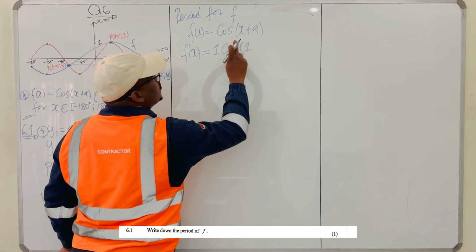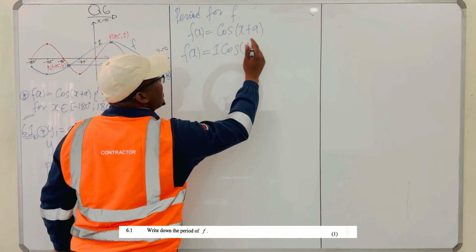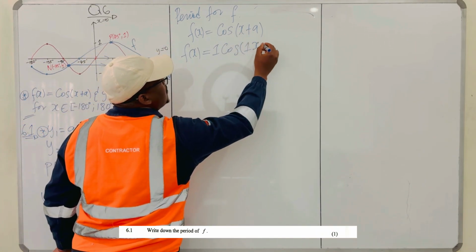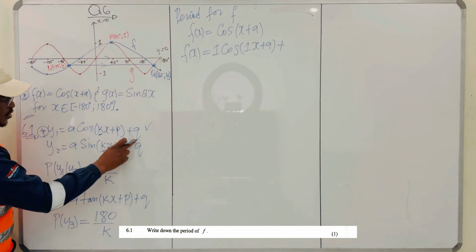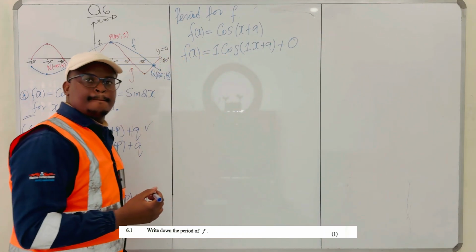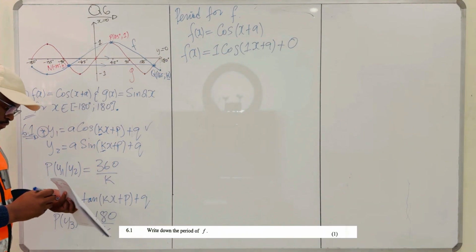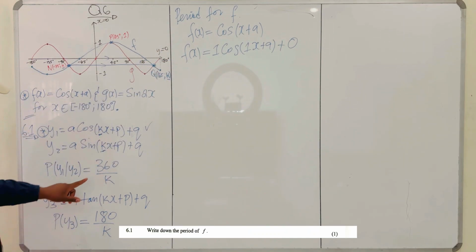So the coefficient of x is 1. So what we have here is cos 1x, plus a plus q. Right? Because we have q. What is q? Do you see anything there? No. So we have 0 there.